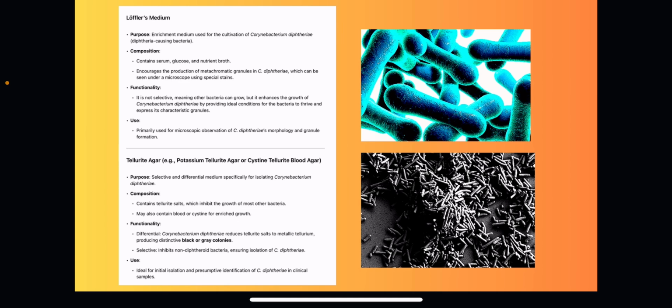When cultures are collected, they're collected prior to the administration of antibiotics. And obviously, the media that are specifically chosen for the growth of this organism are cysteine tellurite agar and Loeffler's medium. Cysteine tellurite agar enables the growth of pathogenic Corynebacterium species while suppressing the growth of other diphtheroids. And it makes black shiny colonies. And that is the end of this presentation.